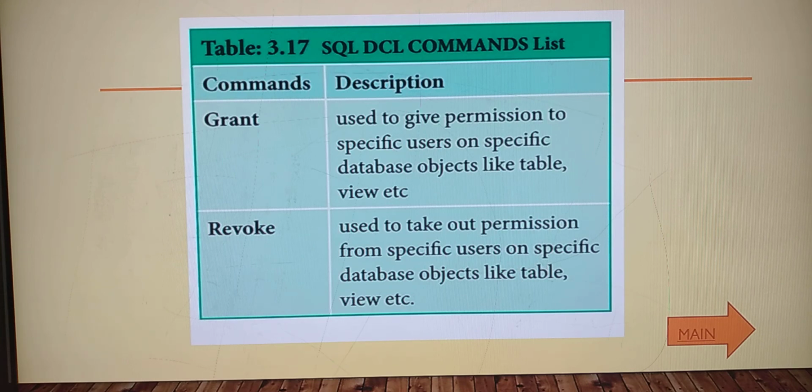It is going to give some permission. Since it is DCL, what is the expansion for DCL? It is your data control language. It is going to control whether it gives permission or cancels the permission. So those commands are available under DCL. It is grant, and the next one is your revoke.